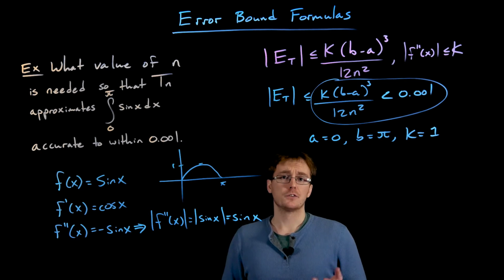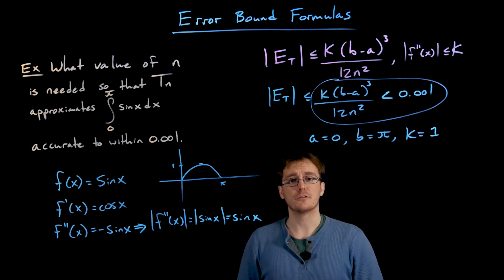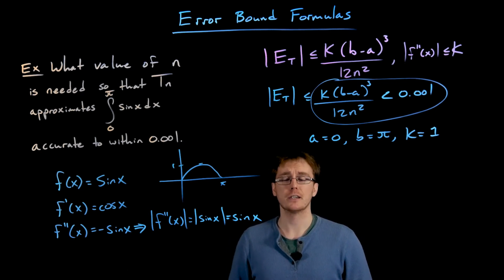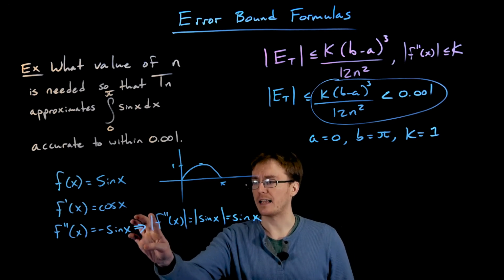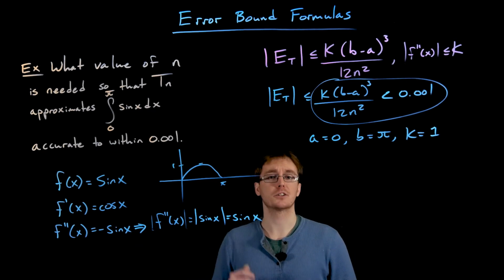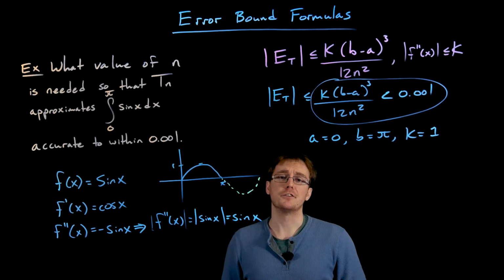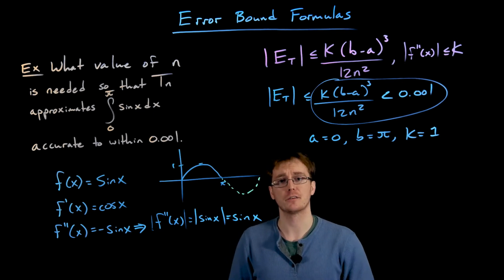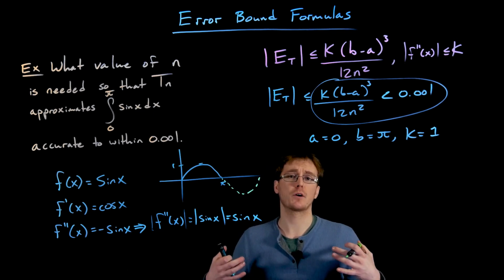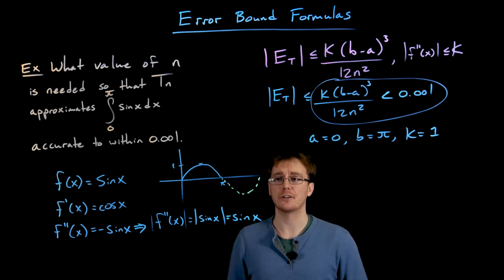Another thing you can do to avoid having to work with the absolute value function on your calculator or in your computer is, if you don't work with the absolute value of the second derivative, but just the second derivative of the function, then what you have to do is compare the largest positive output on your interval of interest with the largest negative output on your interval of interest. Ignore the signs, and whichever one of those is bigger will be the k value you use.